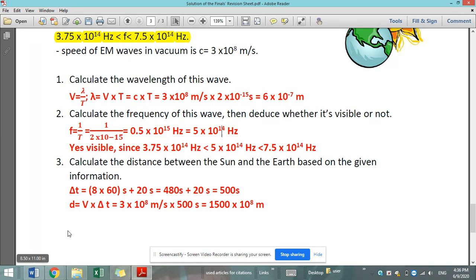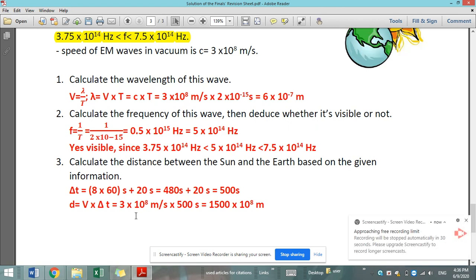Now applying the formula V equal D over delta T, because this wave propagates at constant speed in the vacuum, so we can apply it. Then D equal V times delta T. We are given that the speed of light in vacuum is 3 times 10 power 8 meter per second, and we know that the distance between the sun and the earth is considered to be vacuum. It's in the outer space. So we use this value times 500 seconds, we get 1500 times 10 power 8 meter.